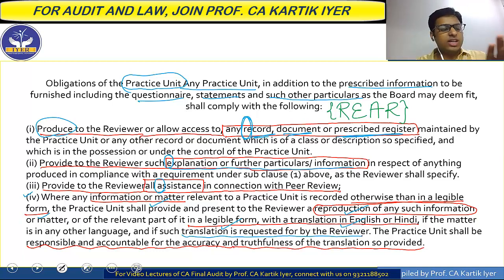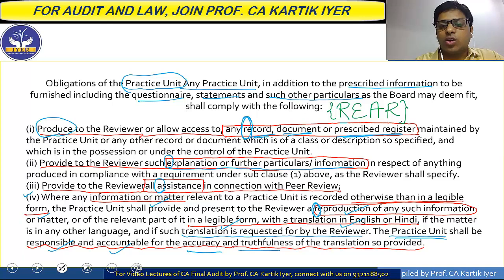So if it is not in legible format, then the practice unit's duty is to provide it in legible format. And if it is not in the language that the reviewer wants, then it should be translated into Hindi or English. Okay. Finally, they have said the practice unit shall be responsible and accountable for the accuracy and the truthfulness of the translation so provided. So they have to ensure that translation is taking place properly. So that is nothing but the word is reproduction. Reproduction of any information which is not available in legible form, or if it is in any other language and we require the translation in Hindi or English.